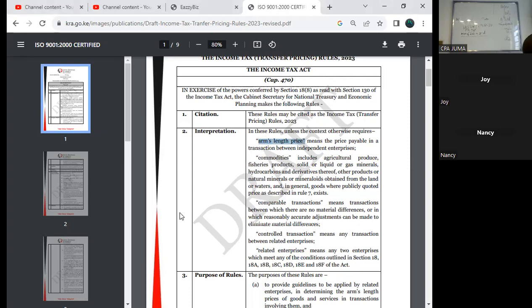So right there, we have finished the write-ups, we have finished everything, but write for me some terminologies down there. So terminology number 1 is this one here, arm's length price. Arm's length price, you say, means the price payable in a transaction between independent enterprises.